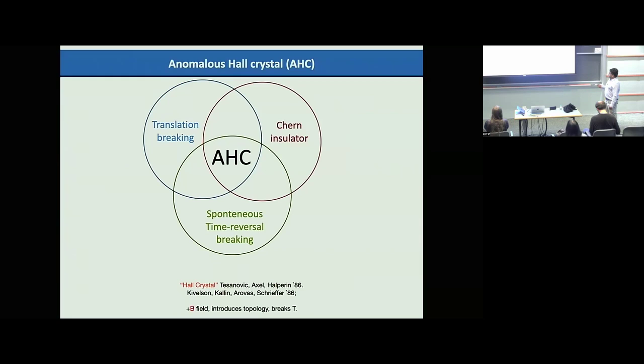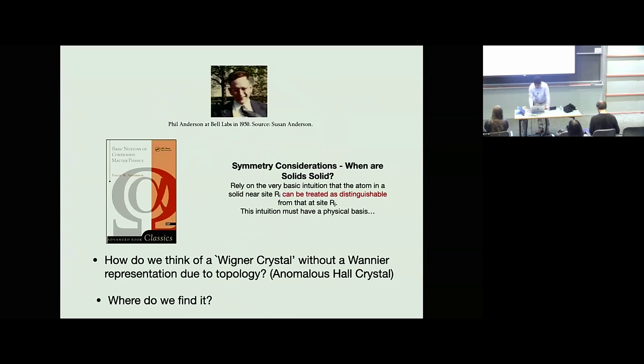It spontaneously breaks translations. It spontaneously breaks time reversal symmetry. That's the anomalous part, like anomalous Hall. And it's also a Chern insulator. That's the Hall. Okay, and there are related phases, not exactly this, Hall crystals, which were introduced by these people. There they have a magnetic field that introduces the topology. It breaks time reversal. It sets a certain filling for your electrons as well. So that's a much more familiar setting. But the question is, can you realize a phase of matter that's sort of at the intersection here?